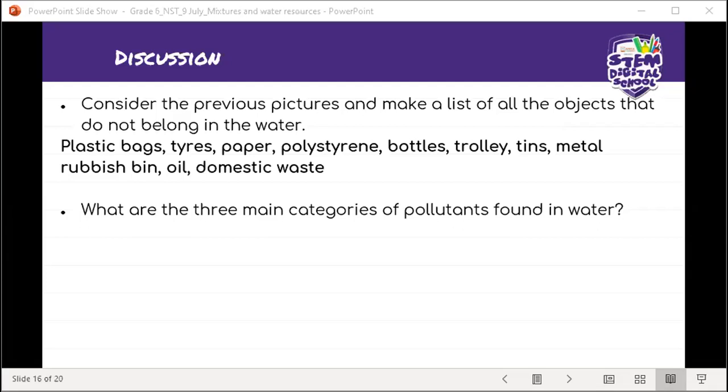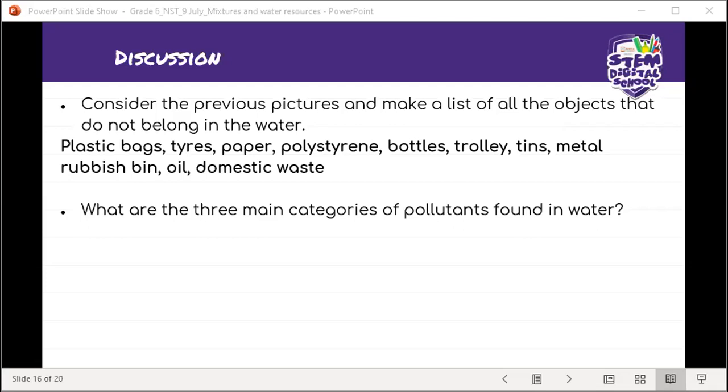The three main categories are plastic, oil, and domestic waste. Okay, thank you very much, Kia. So guys, what Kia said was oil, plastics, as well as domestic waste.